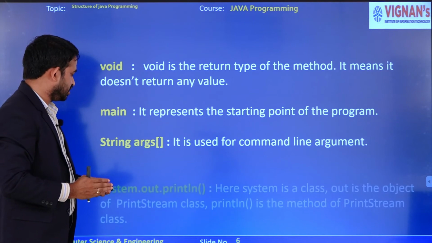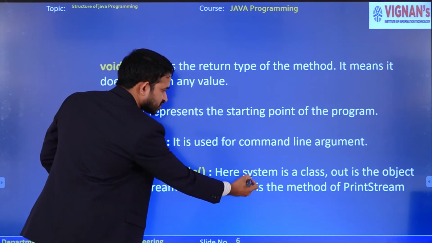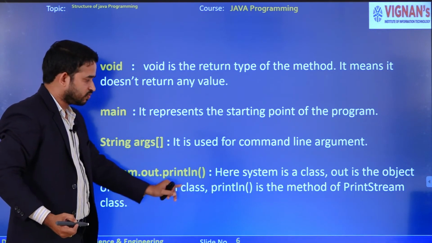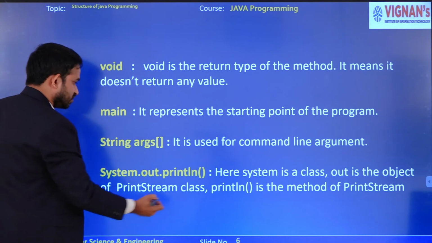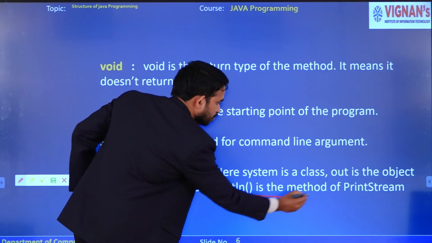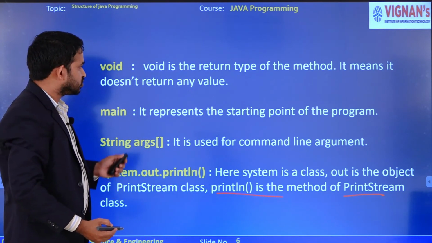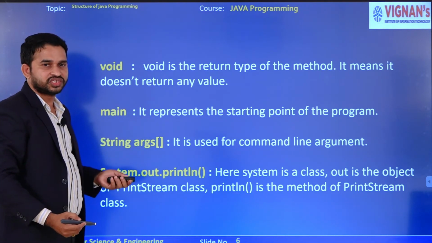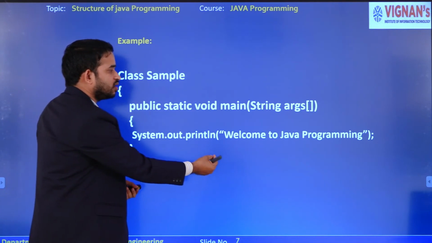The next one is System.out.println. Just now we have seen, right? What is the meaning of System? System is a class. Out is an object of the PrintStream class. What is the next one? Println is a method of the PrintStream class. This is very, very important from the interview point of view. So this is about all the keywords which are used in our Java programming structure.